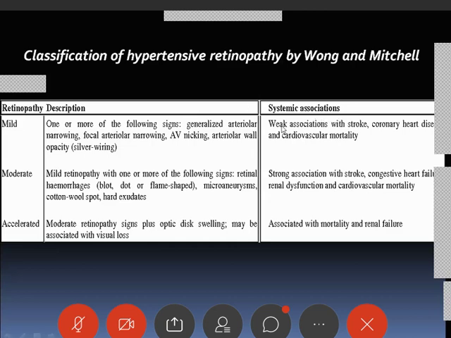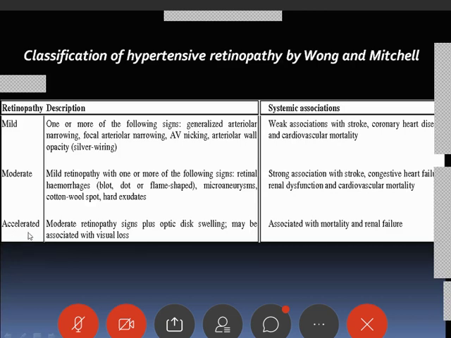Coming to the systemic risk, there are weak associations with stroke, coronary heart disease, and cardiovascular mortality. Moderate retinopathy is characterized by mild retinopathy with one or more of the following signs: retinal hemorrhages, which may be dot and blot or flame-shaped, microaneurysms, cotton wool spots, and hard exudates. If any of these features are present, there is a strong association with stroke, congestive heart failure, renal dysfunction, and cardiovascular mortality.